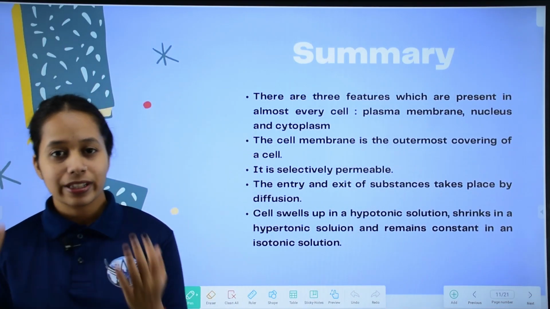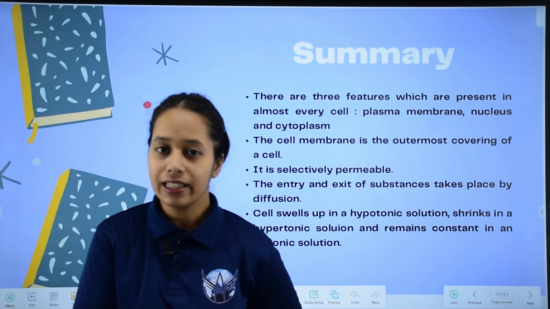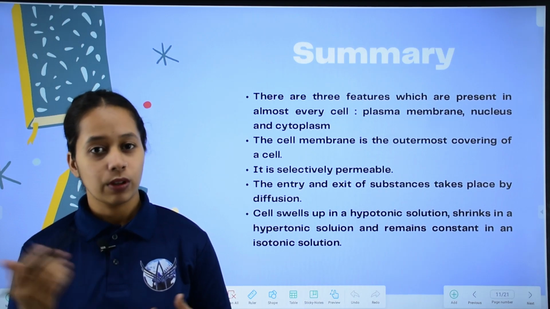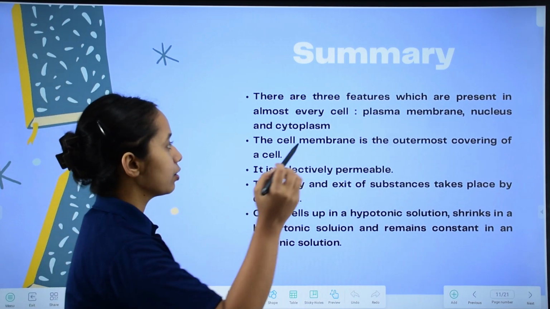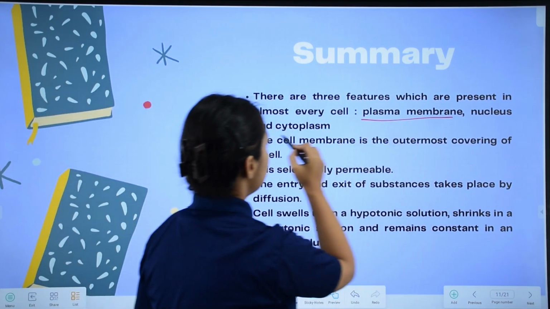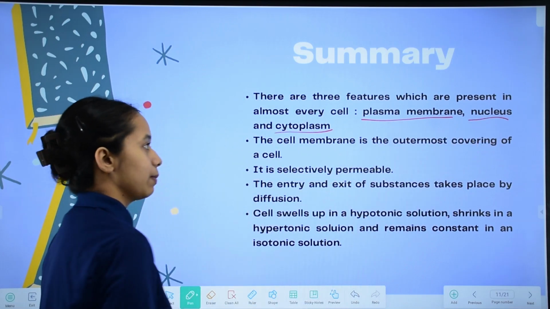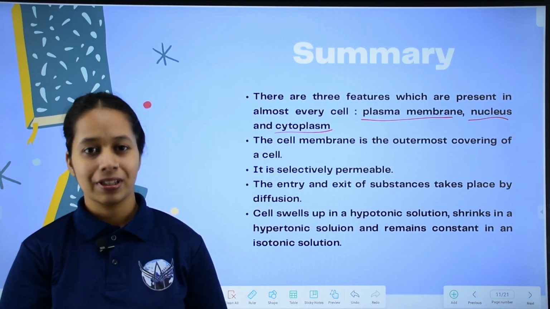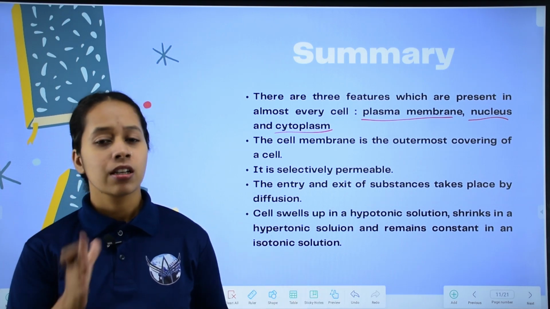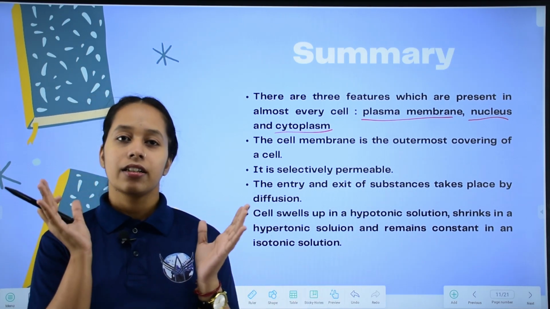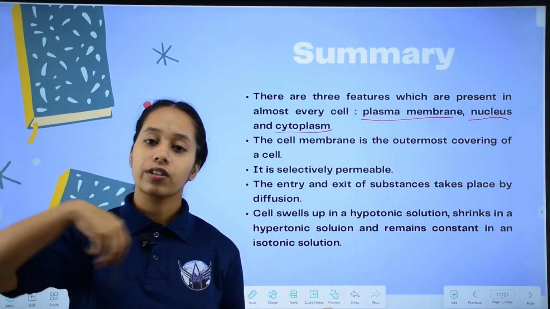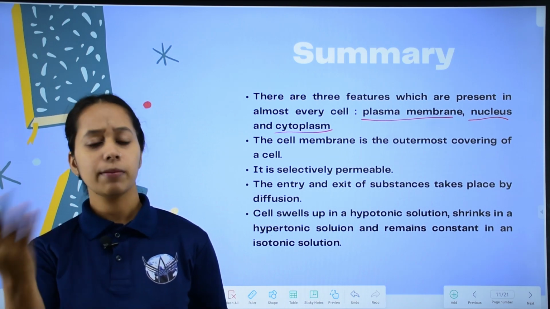So last class we studied that almost every cell has three major features. What were the features? The features were cell membrane, nucleus and cytoplasm. And last class we discussed only about plasma membrane or cell membrane. So what is the cell membrane? I said that if you imagine a cell to be a room, then the walls of the room will become the cell membrane or the plasma membrane.